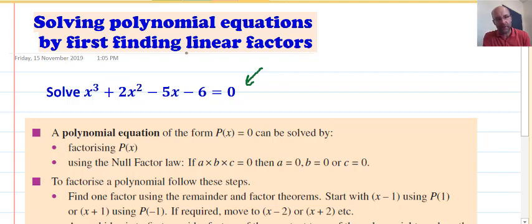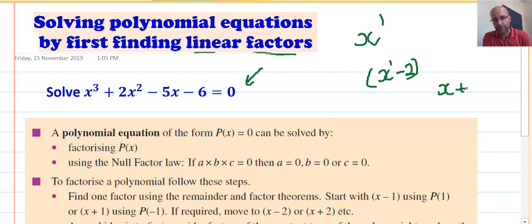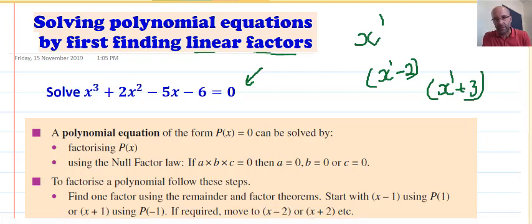Now, the process involves finding a linear factor. Now remember, linear means x to the power 1 is the leading term. So an example of a linear factor might be x minus 2, because the x to the 1. Another example of a linear factor might be x plus 3, because the leading term is x to the power 1. Okay, so here we go.